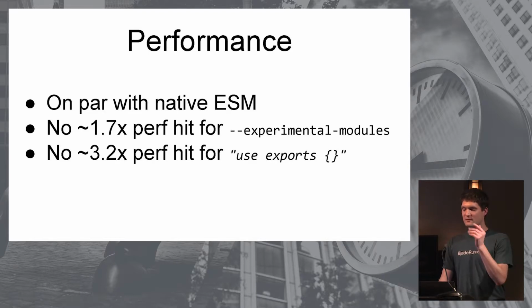So no 1.7 percent difference with the experimental modules. And then no 3.2. Oh, I rounded down. It's 3.2. It's more slow with this new directive. So you don't have to worry about that.